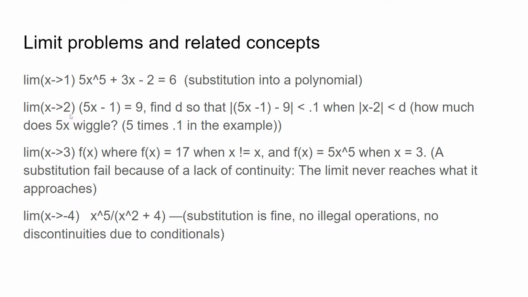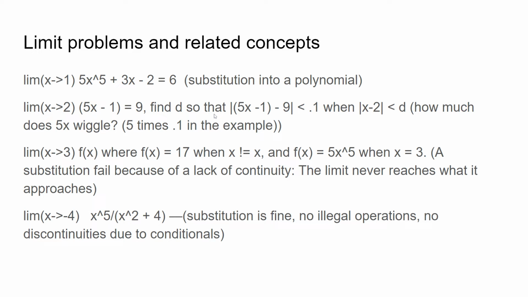Another kind of problem associated with limits has this rather complicated phraseology, which asks that if the limit as x approaches 2 of 5x minus 1 equals 9, find d so that the absolute value of 5x minus 1 minus 9 is less than 0.1 when the absolute value of x minus 2 is less than d. What the heck does this mean?